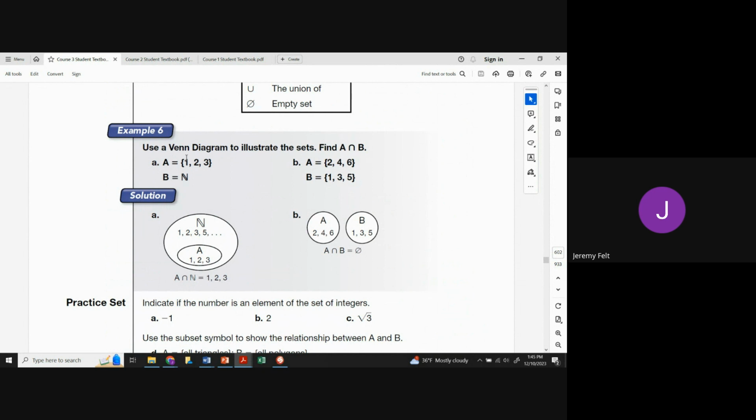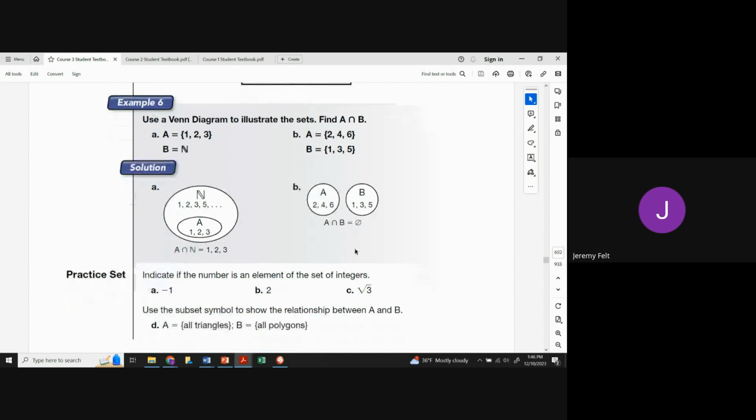Okay. Venn diagram, we have 1, 2, and 3, and the natural numbers are the counting numbers. Well, the set of 1, 2, and 3 is part of our natural numbers, but the natural numbers go beyond that: 1, 2, 3, 4, 5, 6, and so on. So A would be a subset of N. Okay, we're trying to find where A and B intersect. So 2, 4, 6 and 1, 3, 5. No numbers in common, so there is no intersection, so we use that empty set symbol.